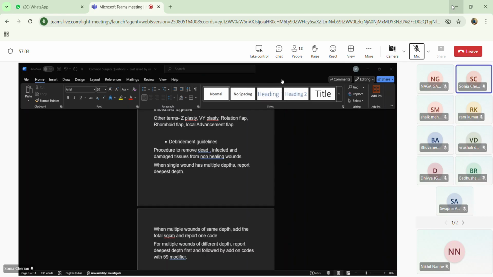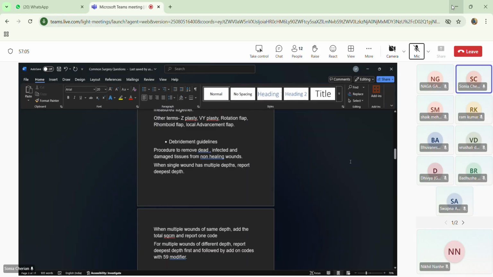If there are multiple wounds of the same depth, for example, a wound in the arm, a wound in the leg, a wound in the fingers or the hands, but of the same depth, meaning they have debrided till the muscle layer, that is what we mean by same depth, right? In that case, you can add the total square centimeters and just report one code.